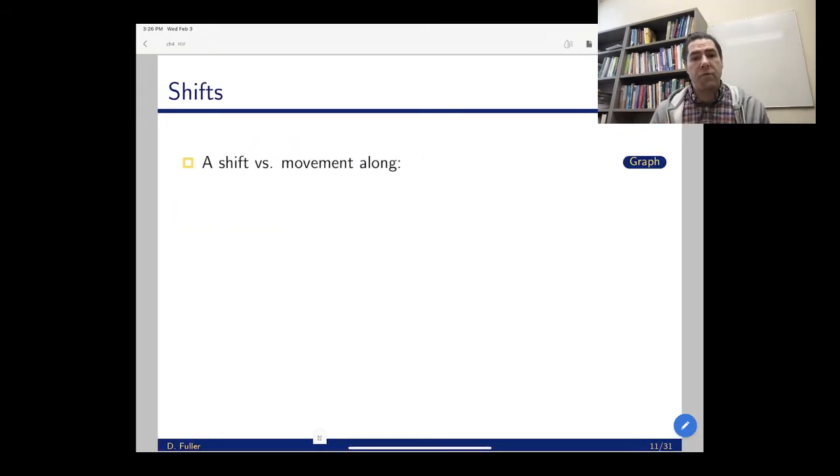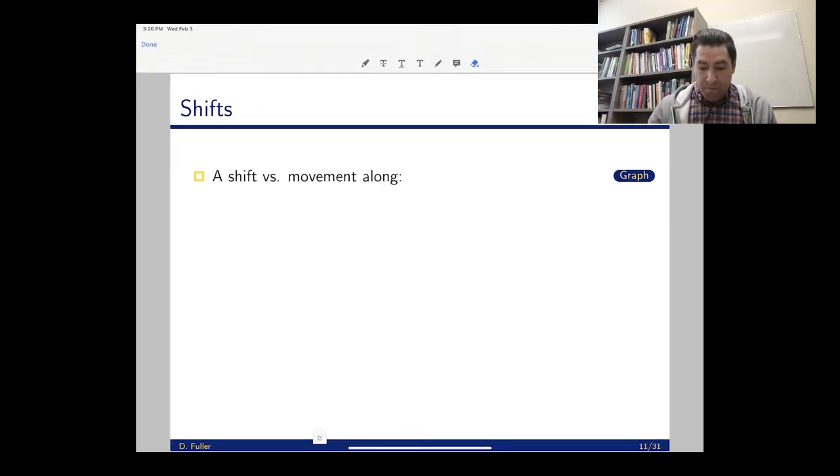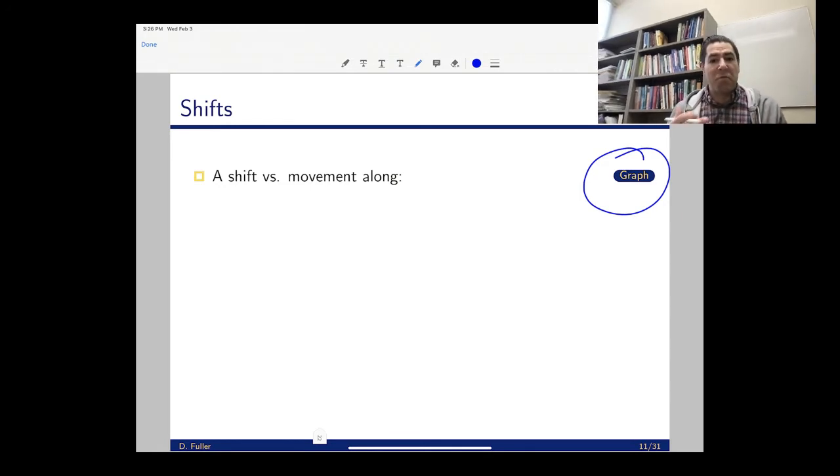Well, first is to redraw what is a shift versus what's a movement along the curve. Now, there's a link here for a graph. If you click on that, it'll take you to the end of the slides. There's actually a much nicer picture than the one I'm going to draw, probably. So that will be a good reference after the fact.